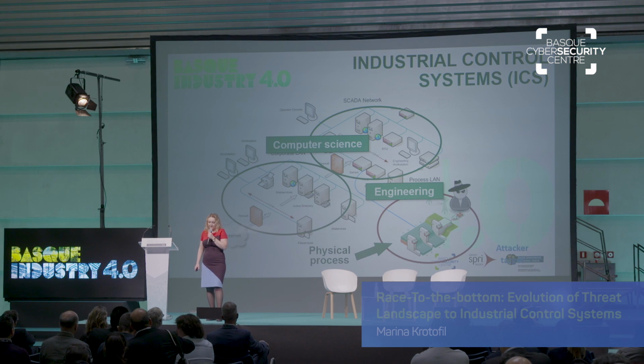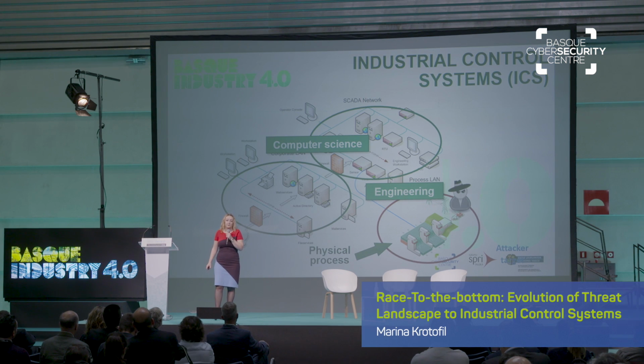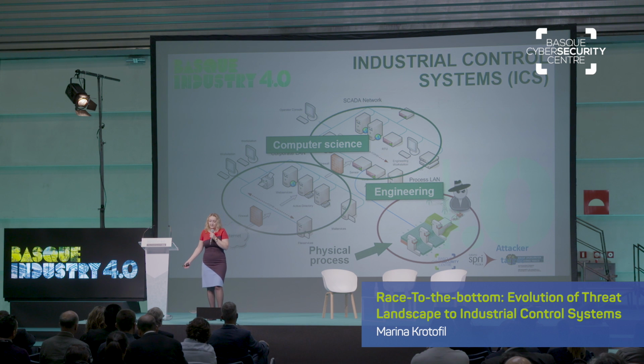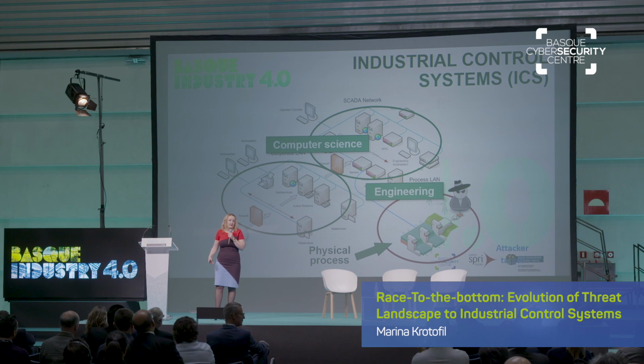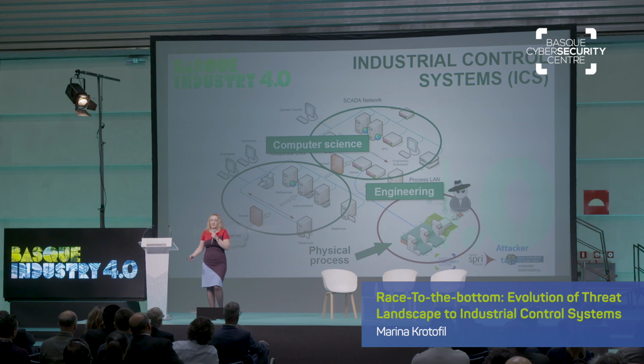So when we talk about industrial control systems, they always consist of two parts. You have a communication infrastructure, which is governed by computer science. This is where people who study informatics are basically managing those systems. And we have the physical process, where the science of engineering applies, and sometimes we call this OT, or operational technology.